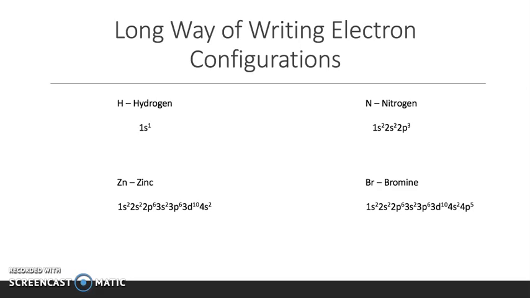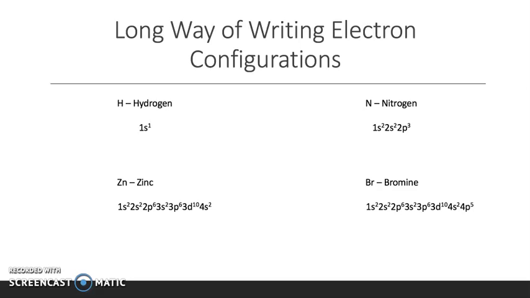So we have everything that is full, including 3d10, and then we also know that the 4s orbital is full as well. So pretty long, but the electron configuration is 1s2, 2s2, 2p6, 3s2, 3p6, 3d10, and 4s2. It's a little long, but we'll get into a shorter way of doing that later.